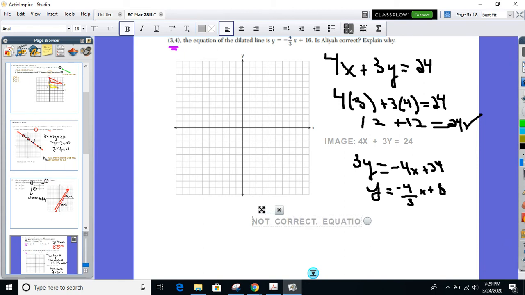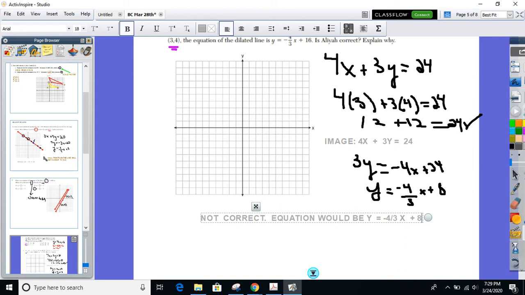Equation would be y equals negative 4/3 x plus 8. Okay. So there we go. Hopefully you guys are picking this up now, that if the center of dilation's on the line, it remains the same line. Whew. All right.